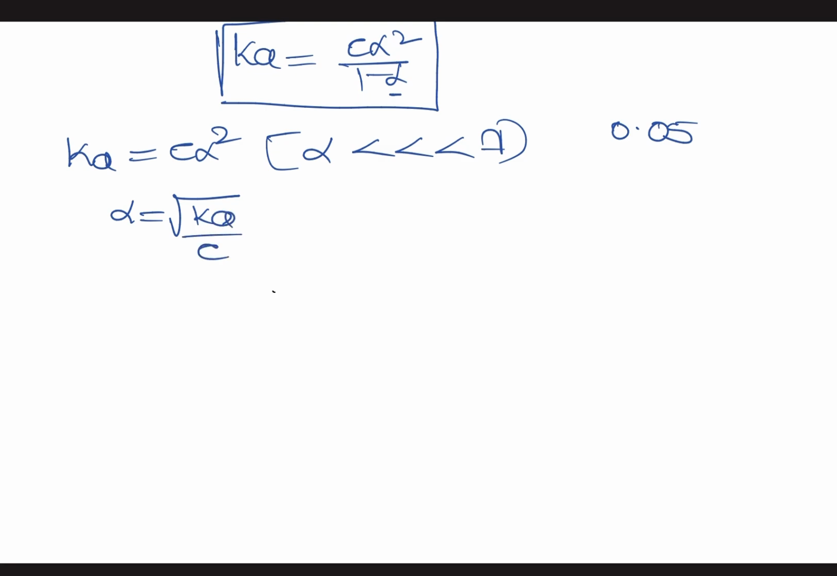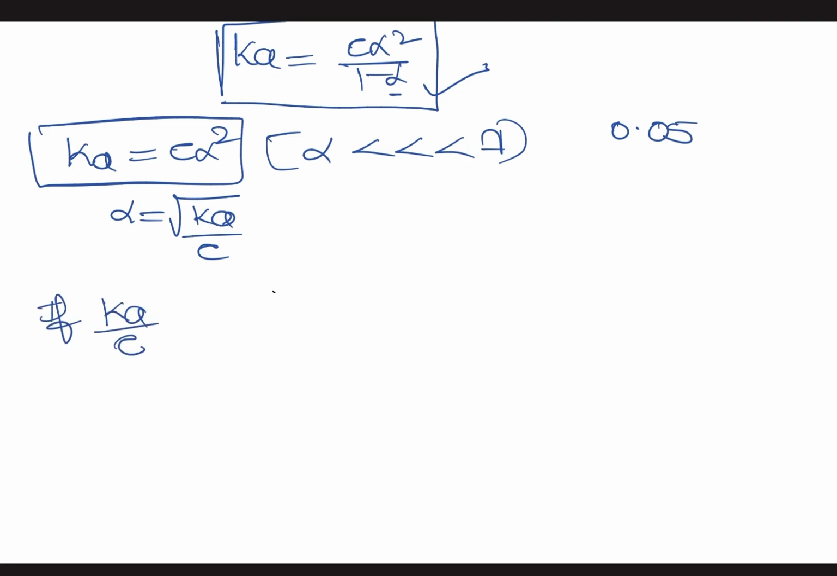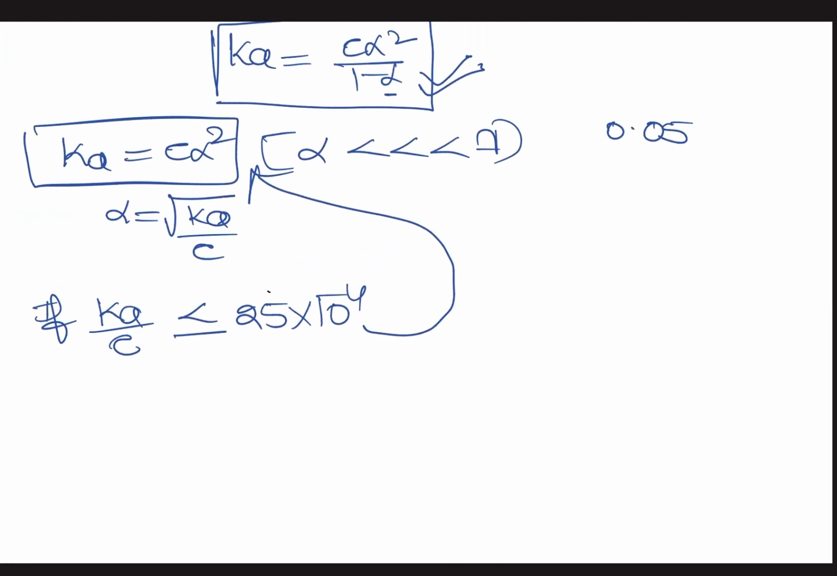So when do we neglect alpha, and when do we use this formula? For example, if the Ka by C value is less than or equal to 25 into 10 to the power of minus 4, then you can use Ka is equal to C alpha square. If it is greater, then you have to use Ka is equal to C alpha square over 1 minus alpha. Now we are using the negligible value, Ka is equal to C alpha square. From this we can write alpha is equal to root over Ka by C.